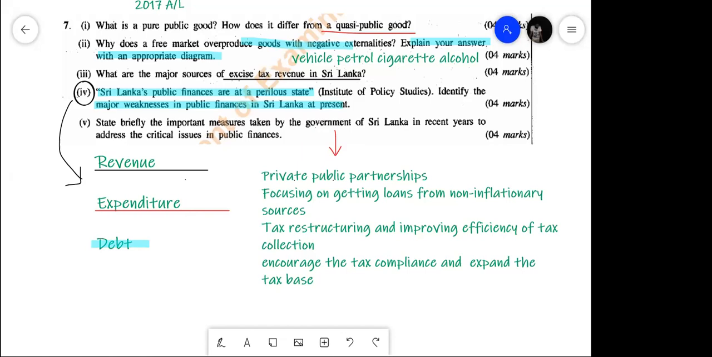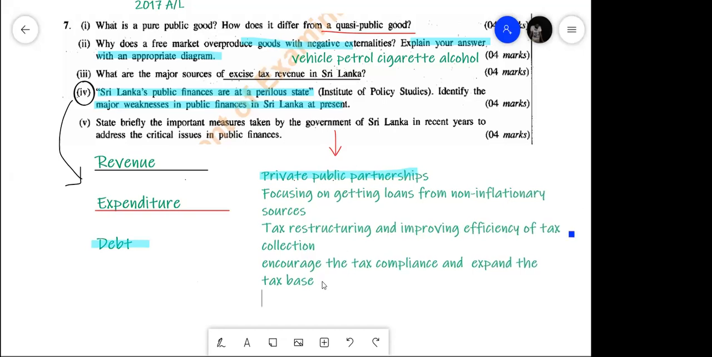On private-public partnership? Yeah, guys, this is the main thing. For example, if you look at Port City, these are private-public partnerships. It's a partnership between the Sri Lankan government and some organization in China. It's not really privatization, guys. Privatization is where you sell a government-owned thing to the private sector. So not there.